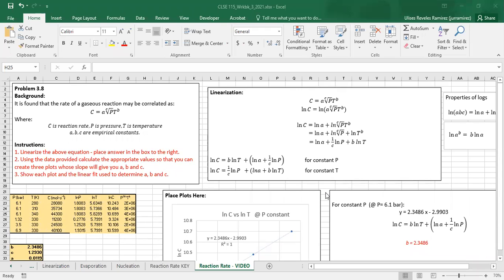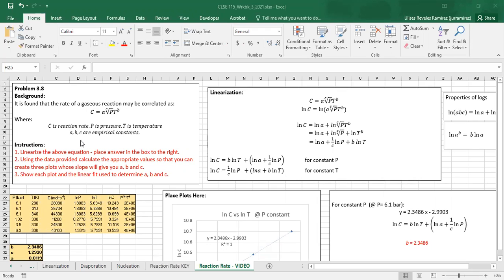Okay, so welcome back. In this video I'm going to explain how to solve this problem, reaction rate through linearization. The problem says it is found that the rate of a reaction may be correlated by this equation: reaction rate equals A times P to the power 1 over C times T to the power B, where P is the pressure, T the temperature, and A, B, and C are empirical constants.